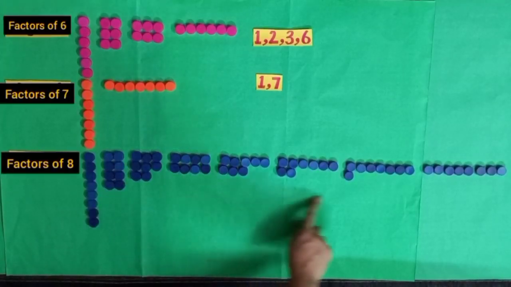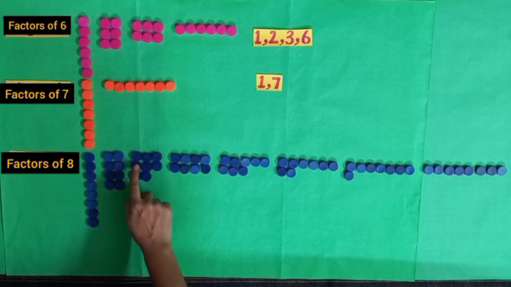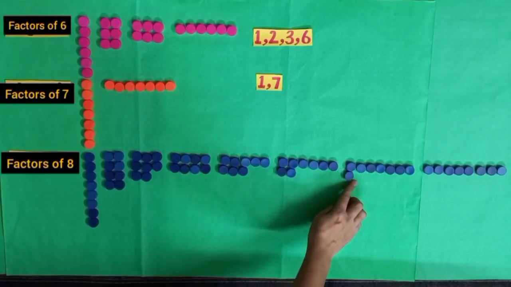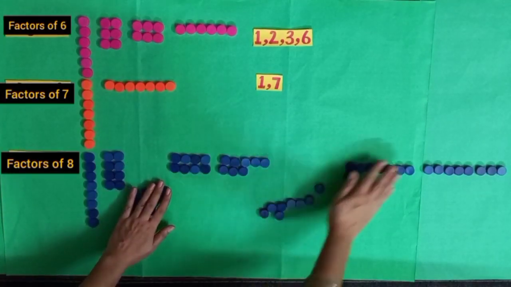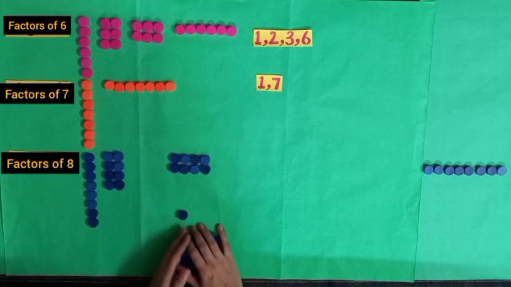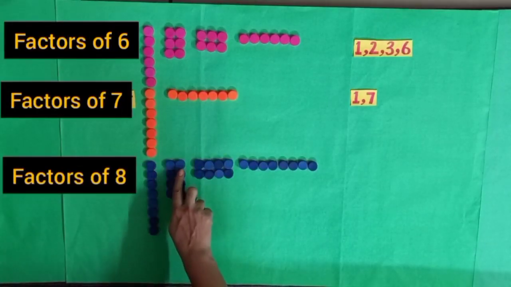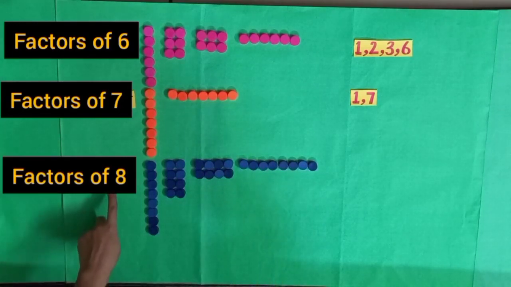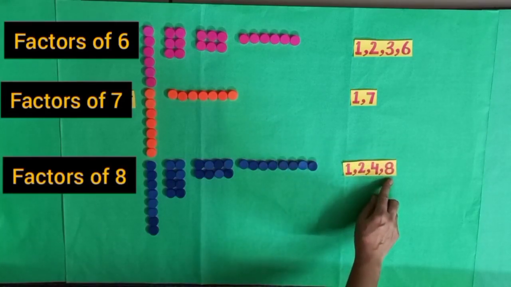For making factors of 8, when we arrange caps, dear students, in 3 columns, 5 columns and in 6 and 7 columns, we don't get any rectangular or square shape. So dear students, these numbers can't make factors of 8. We have 4 rectangular shapes having 1, 2, 4 and 8 columns. So, dear students, factors of 8 are 1, 2, 4 and 8.